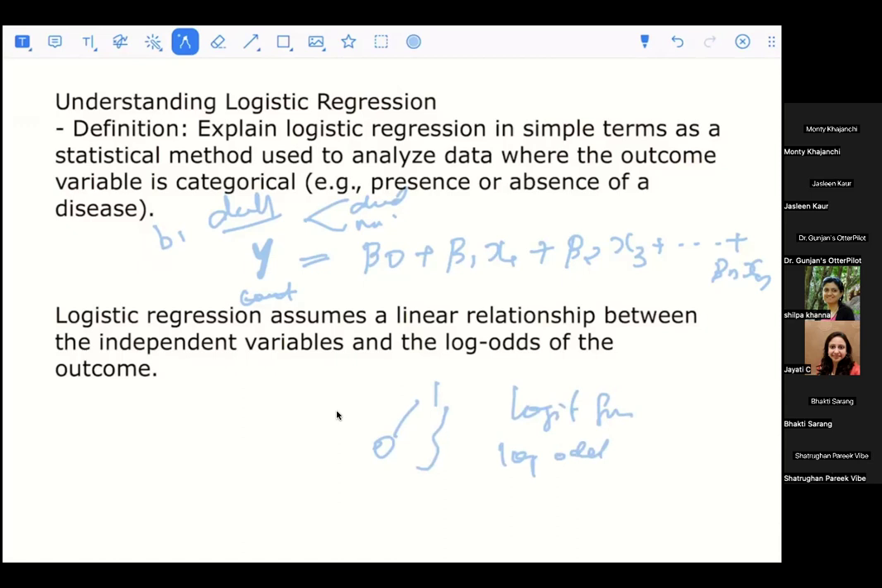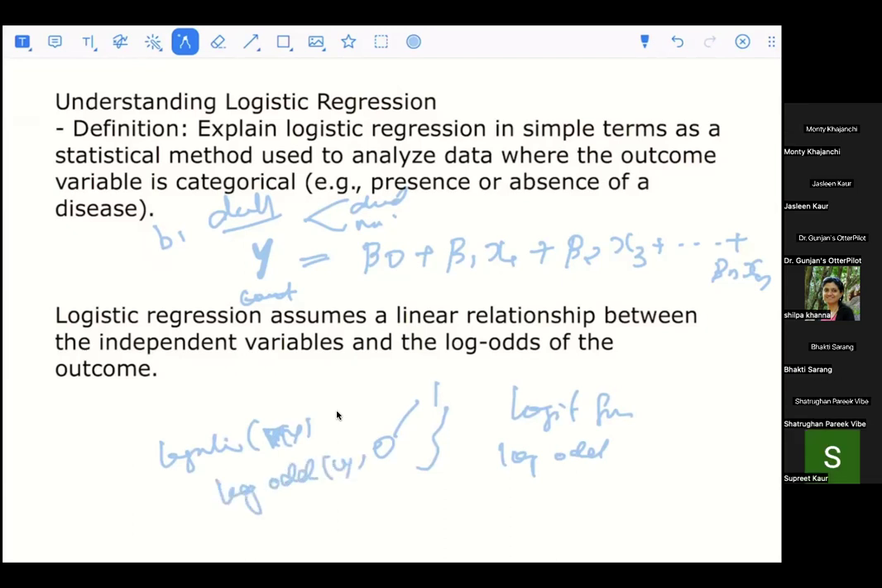If on the left side, instead of y, it is the log odds of y, or the logistic y, the probability of y, then it is easy to model this. So actually it is an extension of linear regression. It is also known as generalized linear modeling.